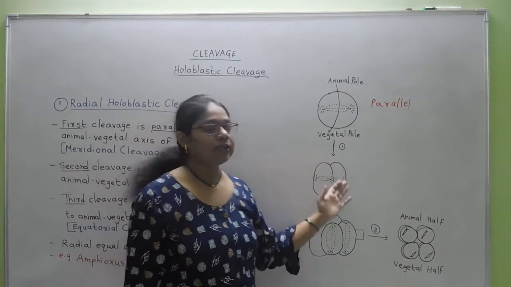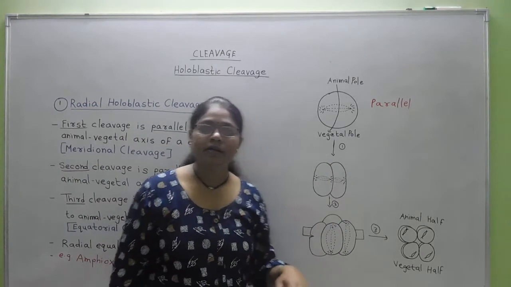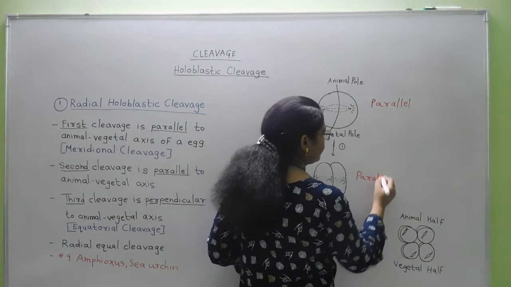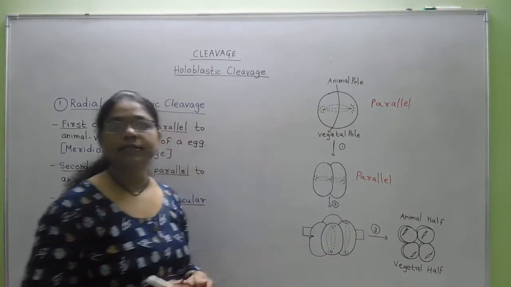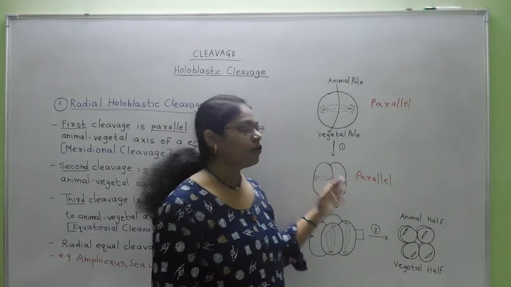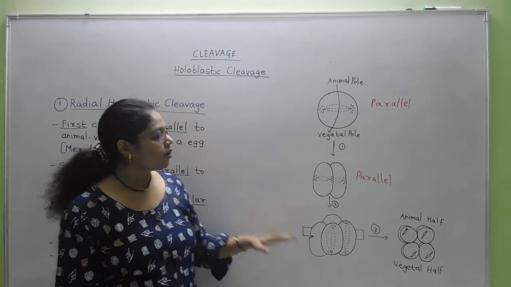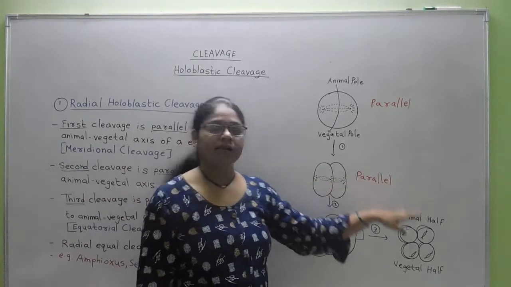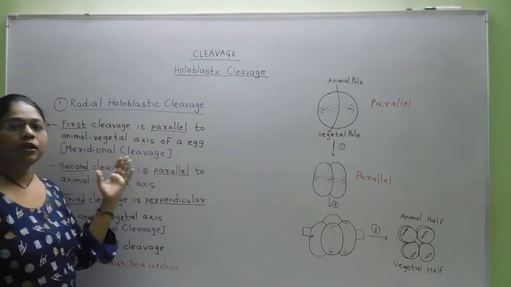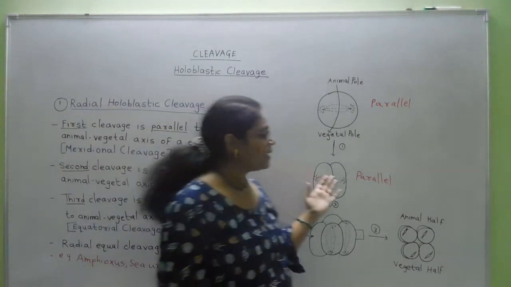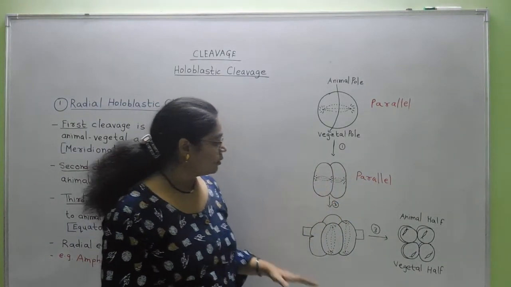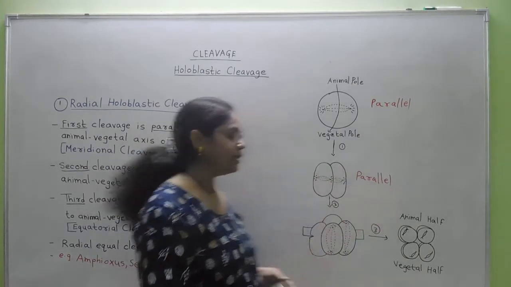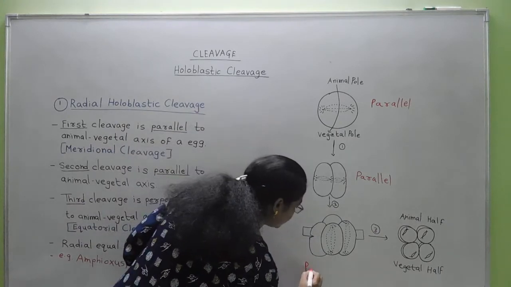Then these two equal cells again undergo a second cleavage, and that second cleavage is also parallel in the amphioxus and in the sea urchin, which further produces four equal cells. Now this parallel cleavage is again called meridional cleavage. Then the cells undergo the third cleavage, and that third cleavage is not parallel but perpendicular to the animal-vegetal pole.